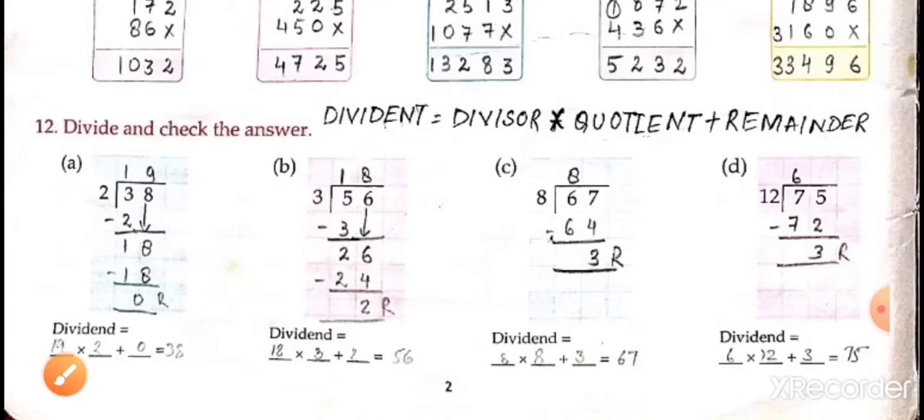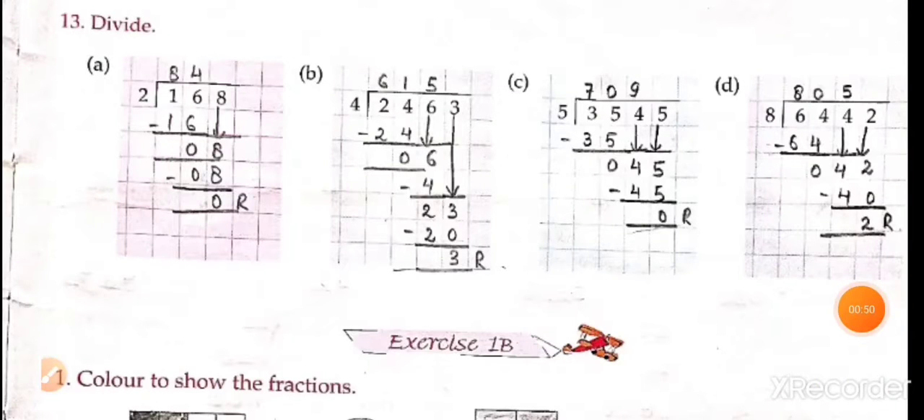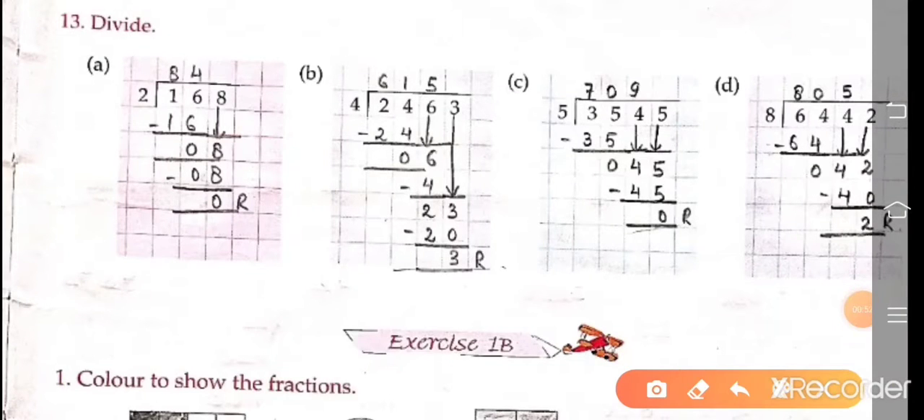Okay, now next page. At page number 3, simple divide, question number 13, A part, 168 divide by 2. 2 8s are 16, 0, then 8 here, 2 4s are 8. Subtract, remainder is 0. Okay, so like this you have to do.